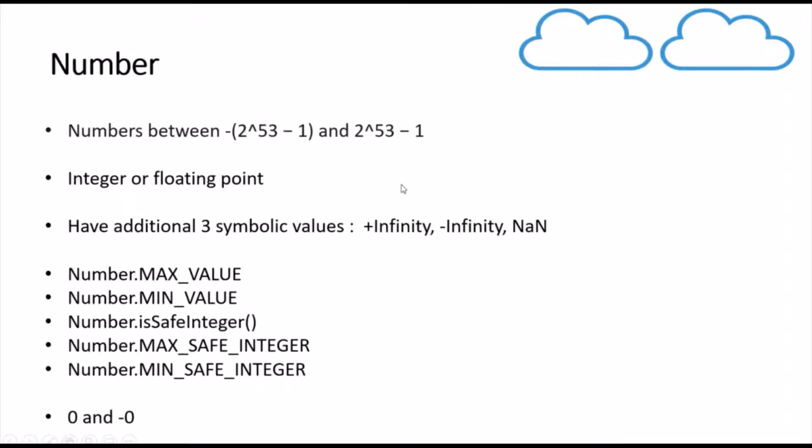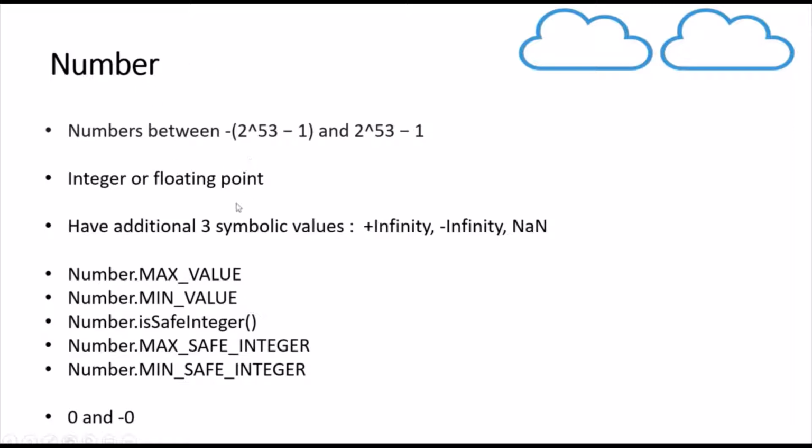So first is the number data type. Numbers are represented between negative 2 raised to 53 minus 1 and positive 2 raised to 53 minus 1. So this is the range of number values in the number data type. It can also represent fractional values, but the limit is up to 17 decimal places of precision. And there is no separate integer or floating point data type in JavaScript. Everything is represented as floating point only, under the number data type.